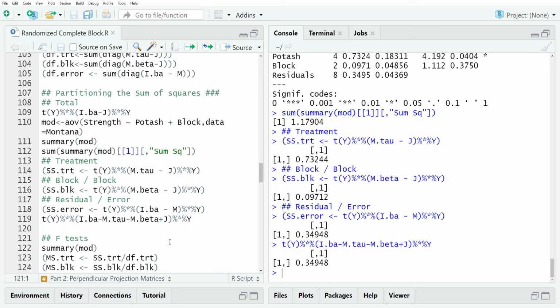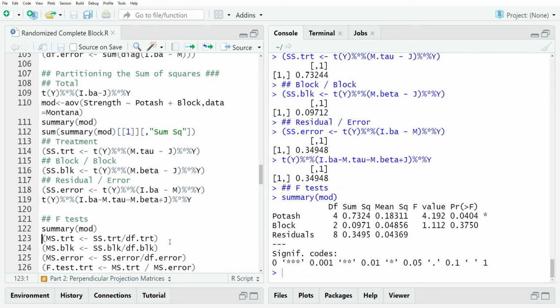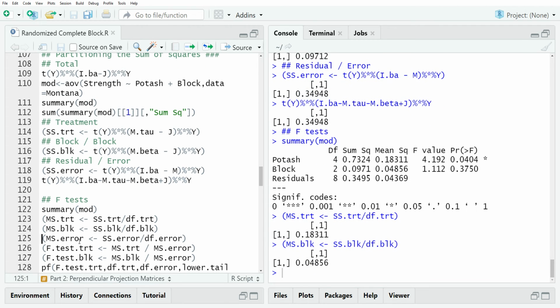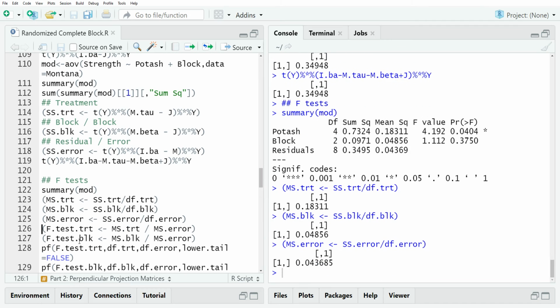Now the F test, and what I do is I reprint the ANOVA table because it's kind of going off the screen. So we calculate the mean square for treatment, which is 0.1831, which is the same as we get here. Now the mean square for block is 0.04, which is what is in that ANOVA table. Mean square of error.